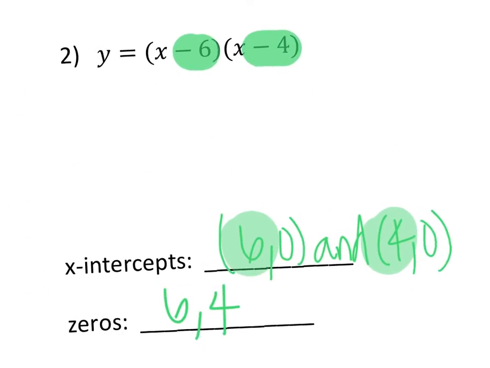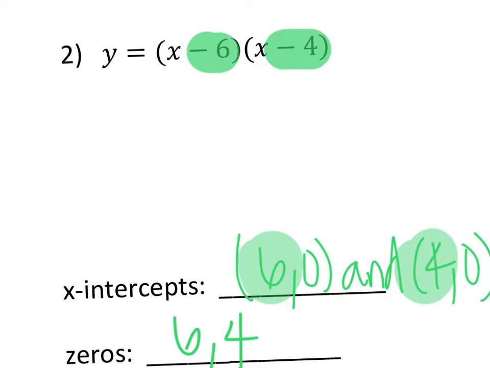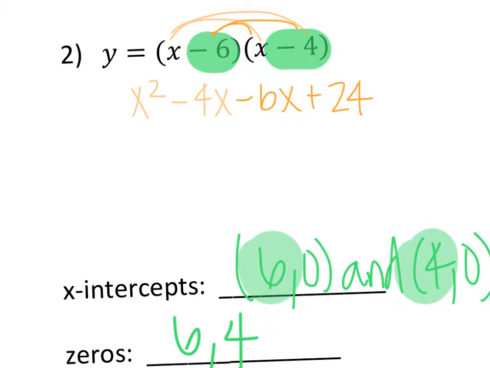Looking at problem 2, I have y equals x minus 6 times x minus 4. Again, I need to distribute. So x times x is x squared. X times negative 4 is negative 4x. And then negative 6 times x is negative 6x. And negative 6 times negative 4 is positive 24.